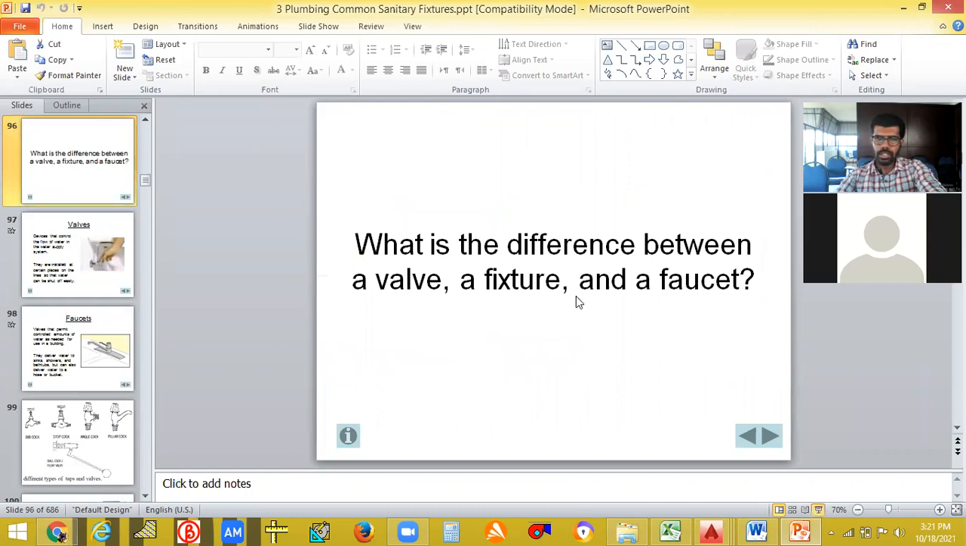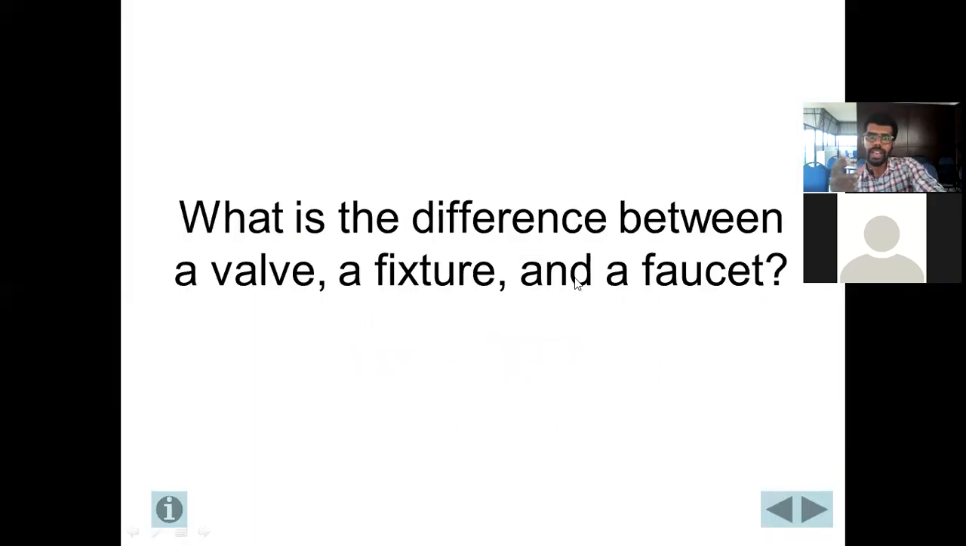Now I'll show you another thing. What's the difference between a valve, a fixture, and a faucet? Okay. Let's see what's the difference between a valve, fixture, and a faucet. So just think about it. Can you give me an idea what you mean by a valve, a fixture, and a faucet? Okay, anyway, I will explain.